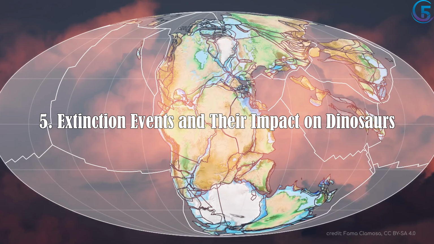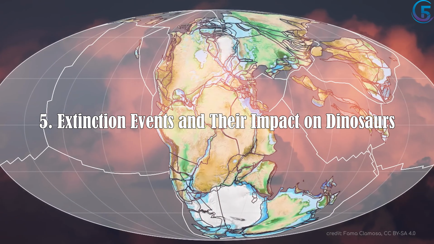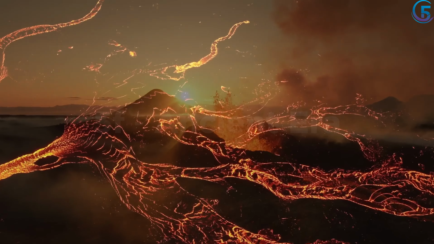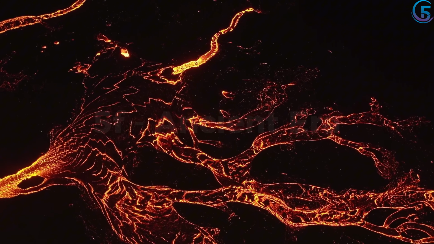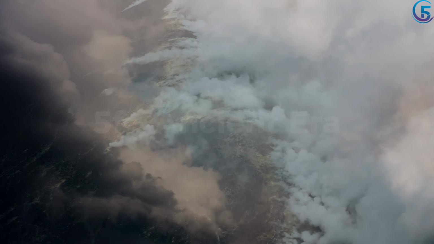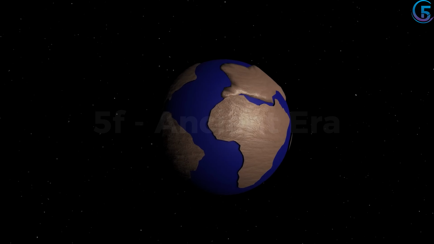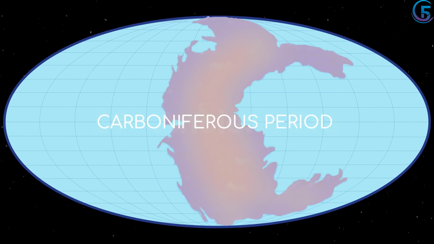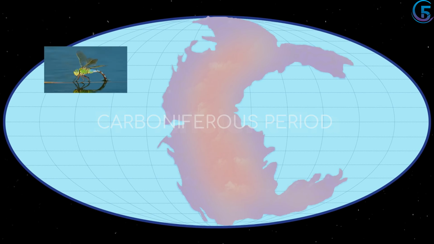5. Extinction events and their impact on dinosaurs. Carnian pluvial event, climatic shifts and ecological consequences. The Carnian pluvial event, occurring approximately 234 to 232 million years ago during the late Triassic, was a period of intense climatic upheaval that profoundly affected ecosystems.